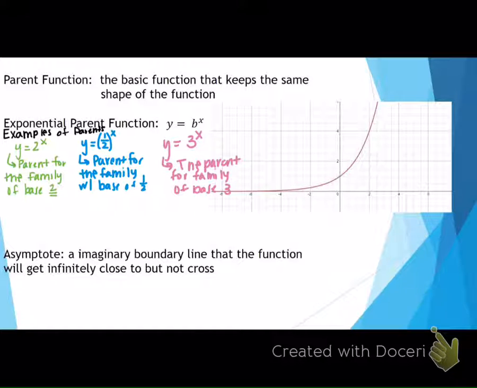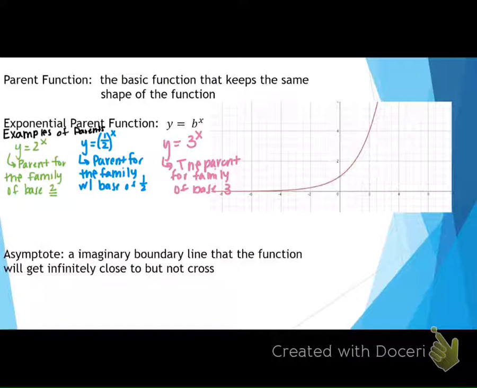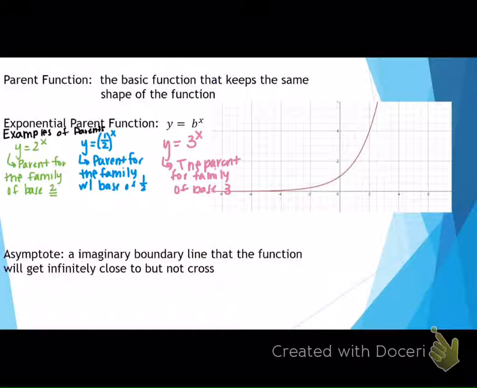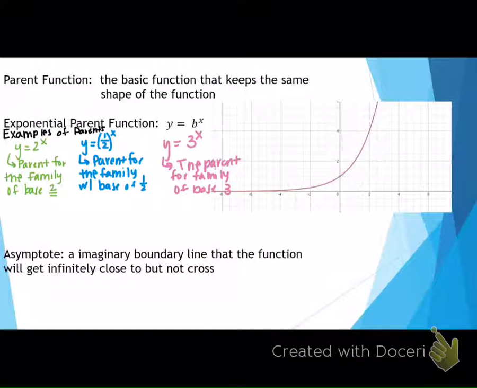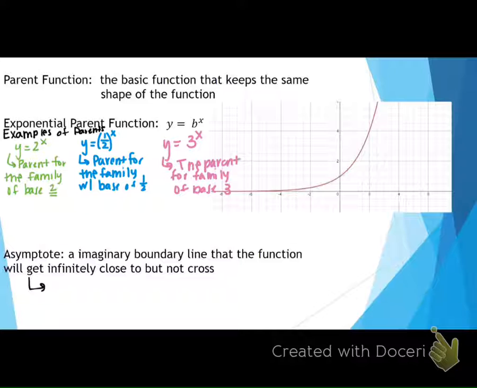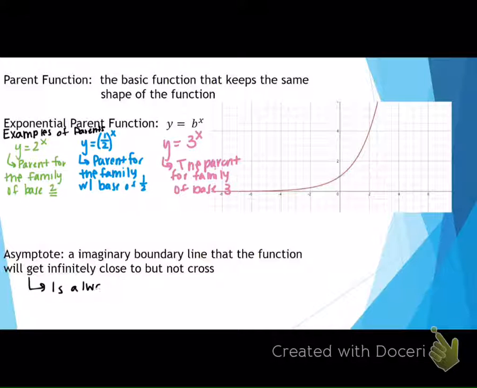That is why there is the silly word asymptote involved in this. The asymptote is the line that it will not cross. The asymptote will move around, but there will always be a line that it will not cross. So we say it won't reach 0 or it won't reach -4 if the asymptote's there because of how the graph is moving. Do we all understand that? Okay, so the asymptote, just so you guys know, is always a horizontal line.